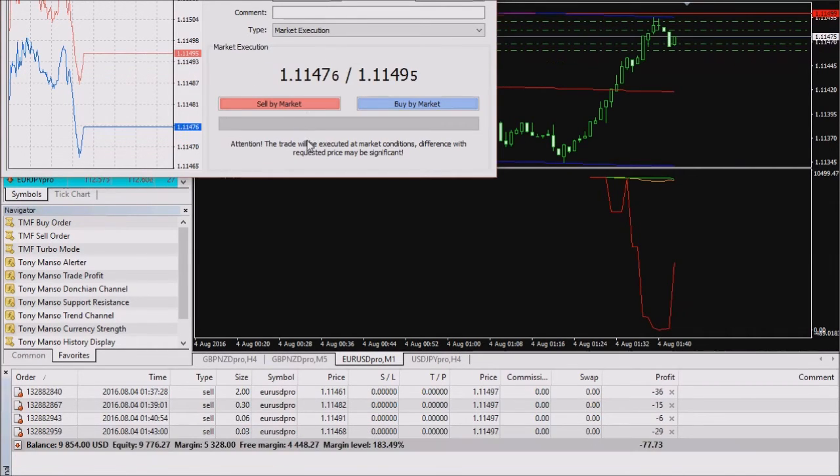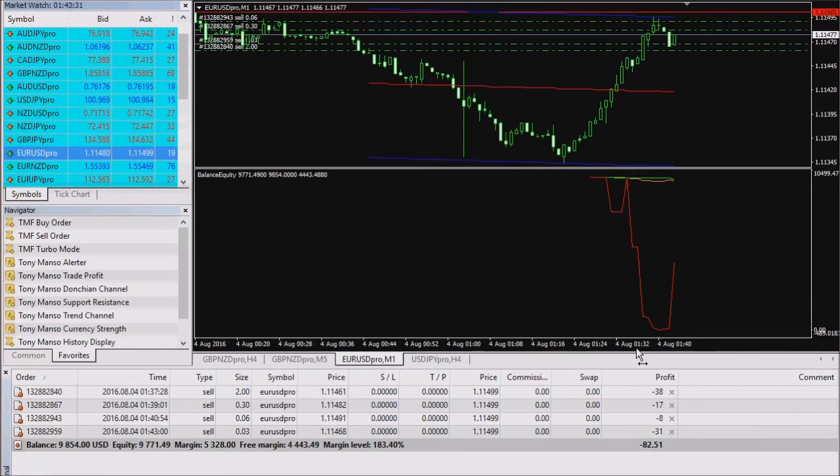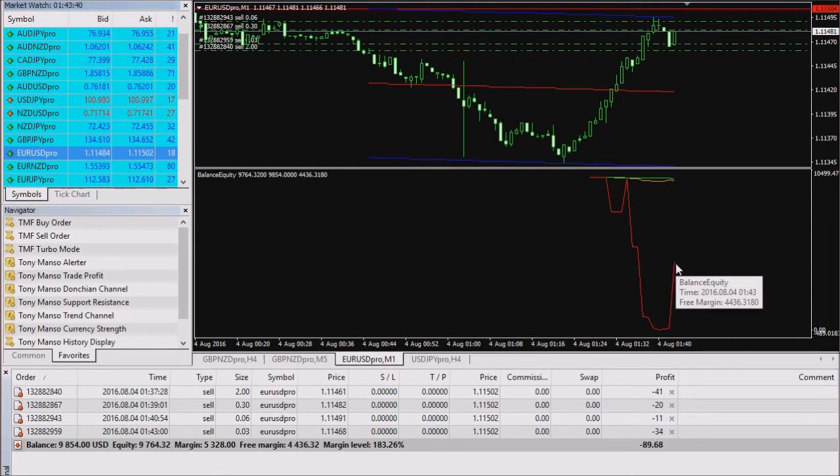Oh. Okay, oh. Uh-oh, one of my trades just closed. I got a stop out. Did you see what happened? My free margin went up by over $4,000. So it looks like it closed my biggest trade. Probably the first one I placed. Yeah, see, one of my 2-lot trades is gone now because I hit the stop out level.